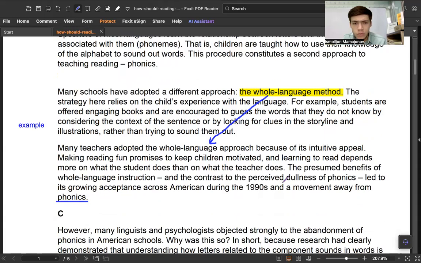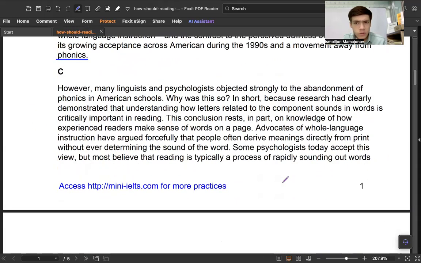I think we don't have three methods. That's kind of interesting. The writer said there are three methods, but didn't give three methods. Or am I crazy? Okay. However, many linguists and psychologists objected strongly to the abandonment of phonics in American schools.